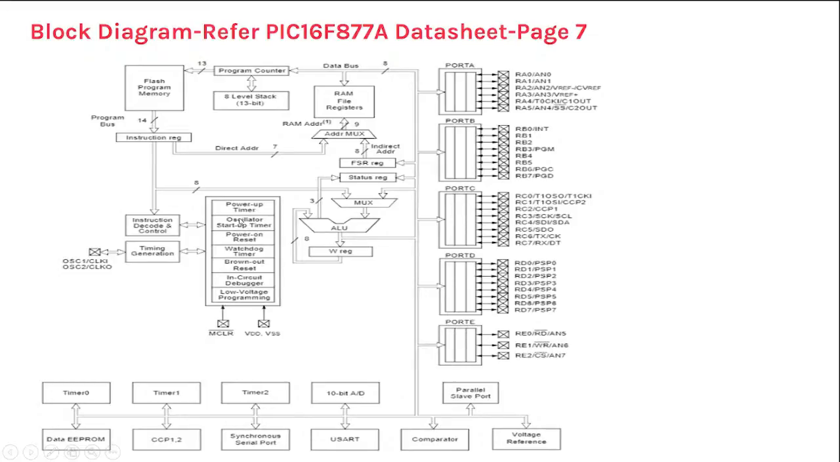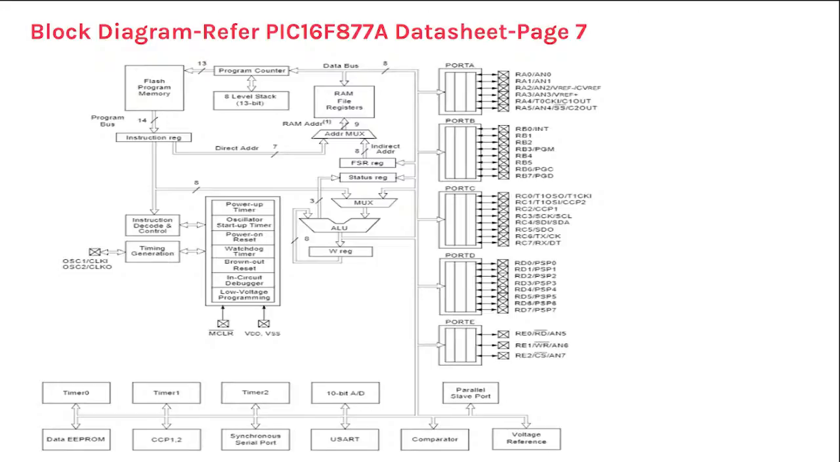Internally, it has power-up timer, oscillator start-up timer, power-on reset, watchdog timer, brown-out reset, and in-circuit debugger and low voltage programming. The in-circuit debugger is for debugging purposes. You could connect the emulator and debug the processor via the software. And brown-out reset, like if any voltage dropout occurs, it resets the processor. And power-on reset, whenever you power on the microcontroller, it resets the processor.